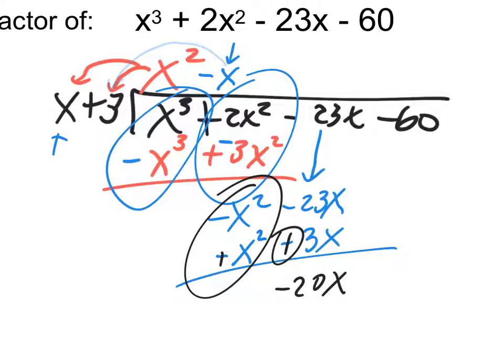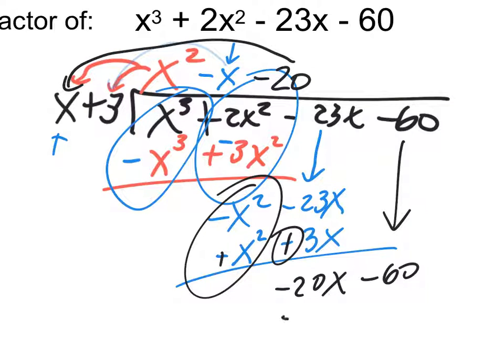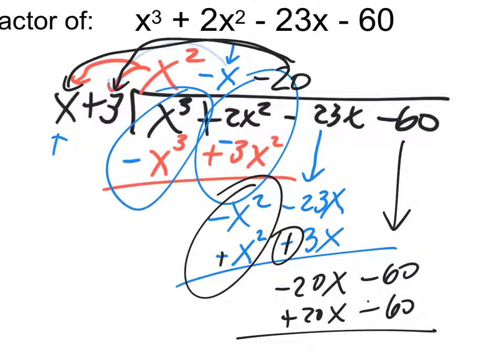And can I just be done? No, you must finish the job. Minus 60 goes here. And then what do you think I should put up top? Minus 20, very good. Negative 20 times the x will make negative 20x. And the negative 20 times the 3 makes negative 60. Change signs, combine them. I have no remainder. I can factor. That's what you really just did. You just factored.